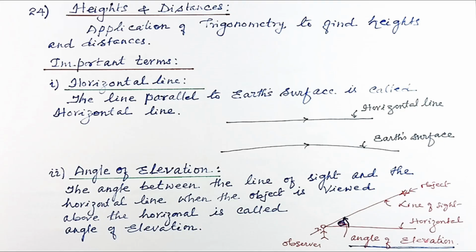Now, the first important term to be learnt is horizontal line. The line parallel to the earth's surface is called as horizontal line. We have earth surface here. A line which is parallel to the earth's surface is called as a horizontal line.